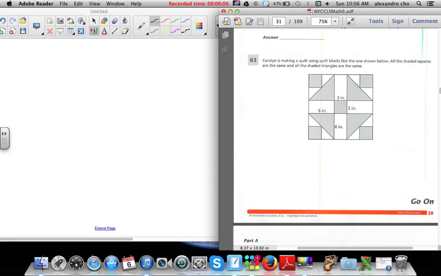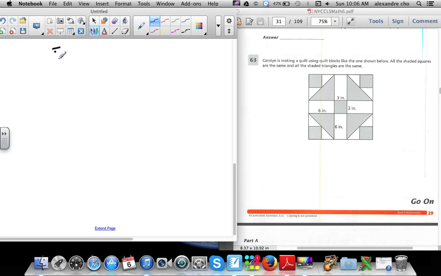So we have 1, 2, 3, 4, 5. So we have 5 squares, and they're all the same. Let's try to figure out the area of one square. Look at the one in the middle where you actually have numbers. A square, all the sides are the same. So the area of a square is just base times height, or length times width, whatever you want to call it. In this case, area equals side times side. But let's just use base times height, which is 3 times 3, or 9 inches squared.